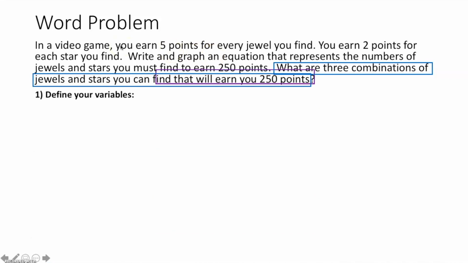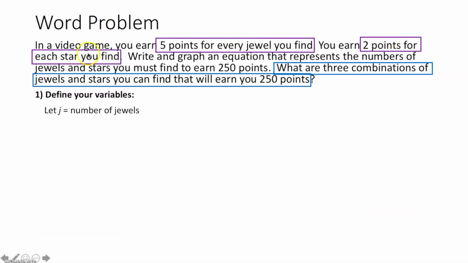Well, it says you can earn 5 points for every jewel you find. So 5 points times every jewel you find. That means J, we'll say, is the number of jewels you find. And then it says you can earn 2 points for each star that you find. So that would be S for the number of stars. Next, we're going to write our equation. Is there anything that these can total? Well, yeah, 250. So it's going to be equal to 250 points.